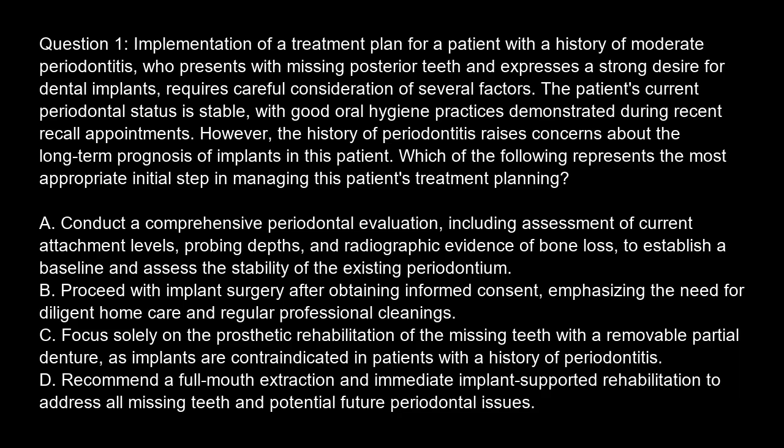cleanings. Option C. Focus solely on the prosthetic rehabilitation of the missing teeth with a removable partial denture, as implants are contraindicated in patients with a history of periodontitis. Option D. Recommend a full mouth extraction and immediate implant-supported rehabilitation to address all missing teeth and potential future periodontal issues.